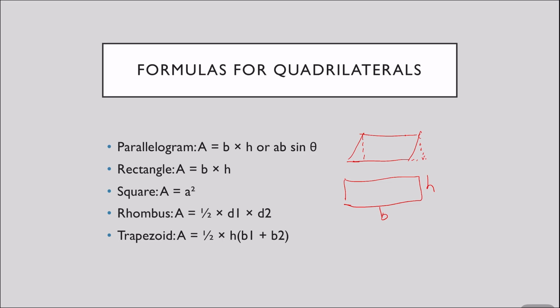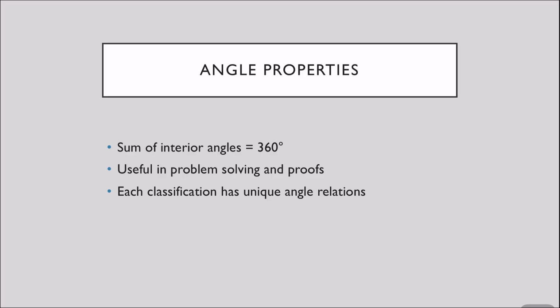So yes, let's continue with your angle properties. When you sum up your interior angles for a quadrilateral, it should always be 360. And this will be very useful in problem solving and also in writing your proofs, if you remember your proving. So each classification of quadrilateral definitely has unique angle relations.